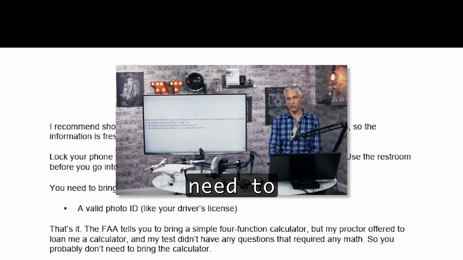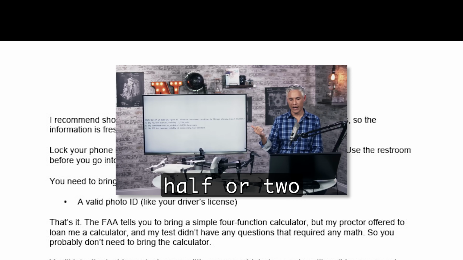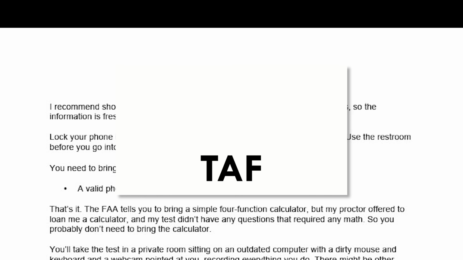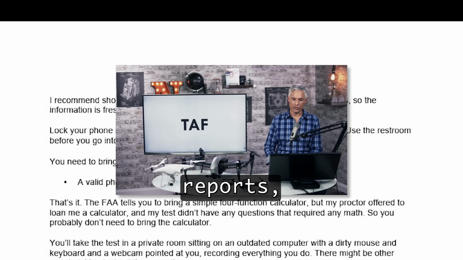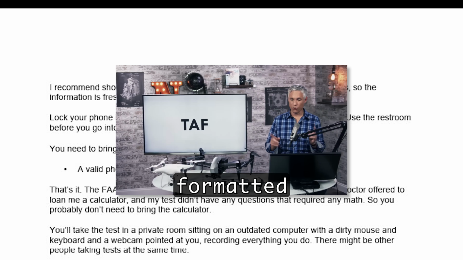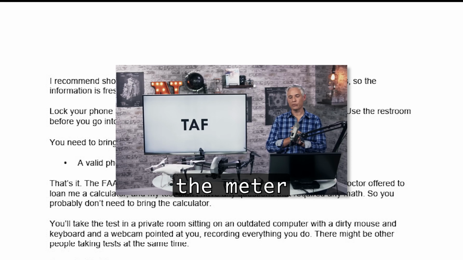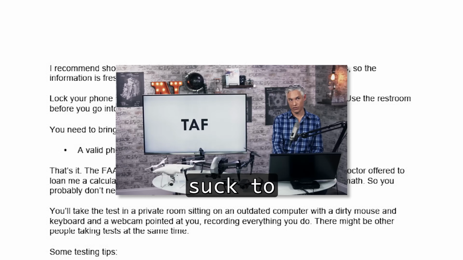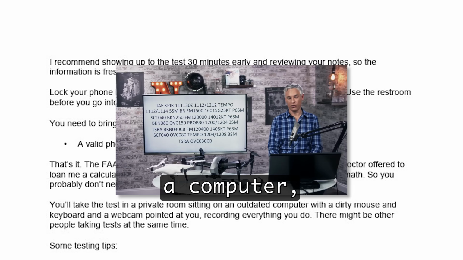And then beyond that, you just need to figure out whether it says 1.5 or 2 SM, and you can figure out which of those 2 answers is correct. The TAF reports, terminal aerodrome forecasts, are formatted very similar to METAR. So once you figure out the METAR reports, you can pretty much read the TAF reports, but they both suck to look at, unless you're a computer.